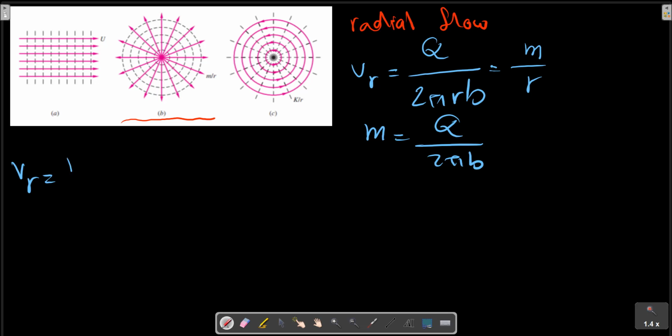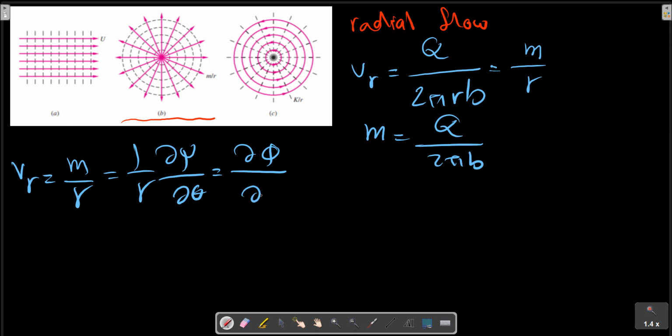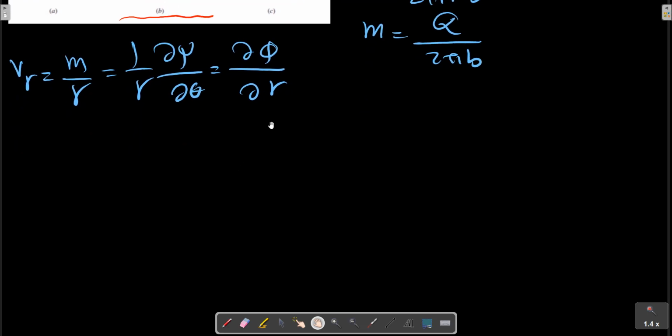Vr equals m on r. From previous we had for the polar coordinates for psi and phi this relation for psi, and for phi. Now we can calculate, and also v theta equals 0, where we have used the polar coordinate form of the stream function and the velocity potential.